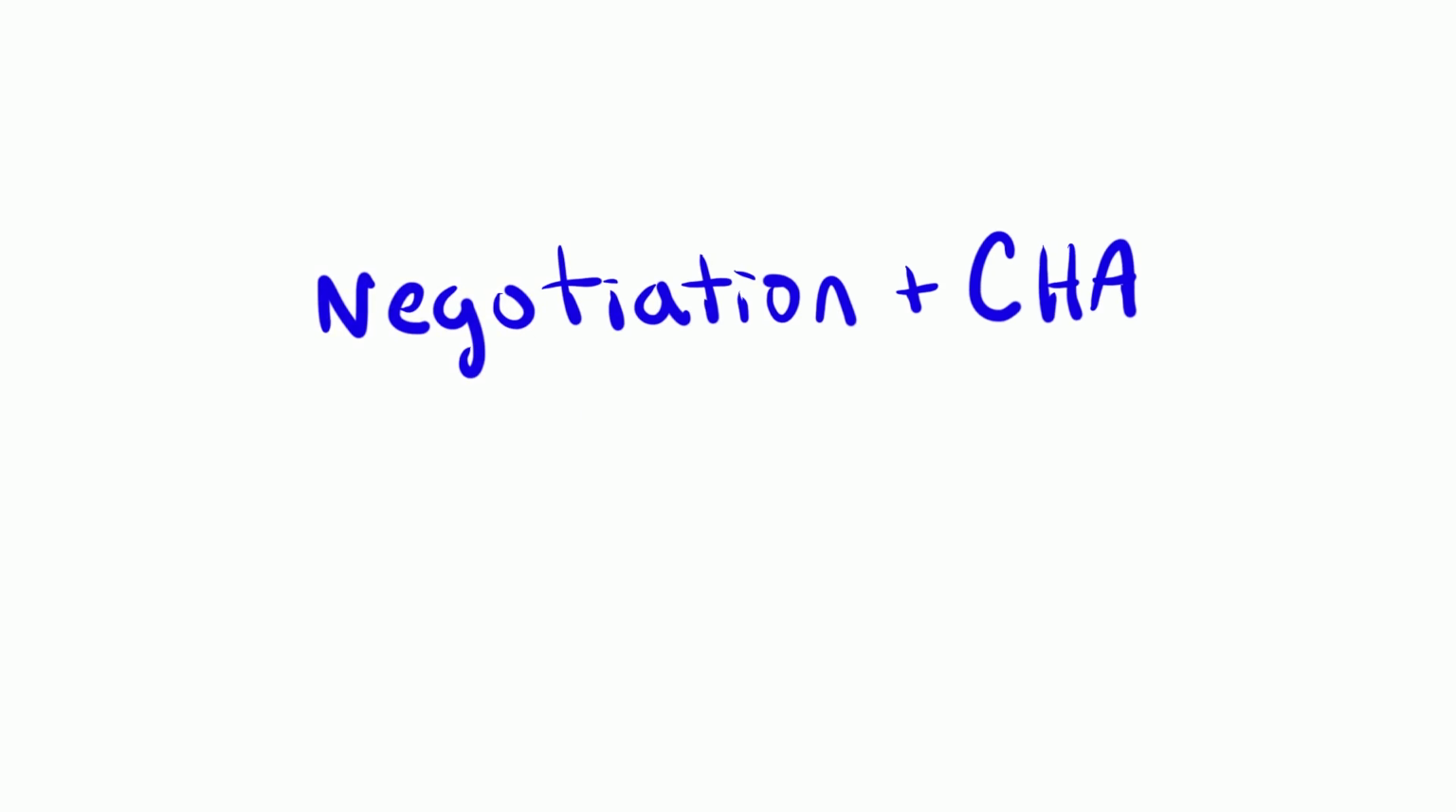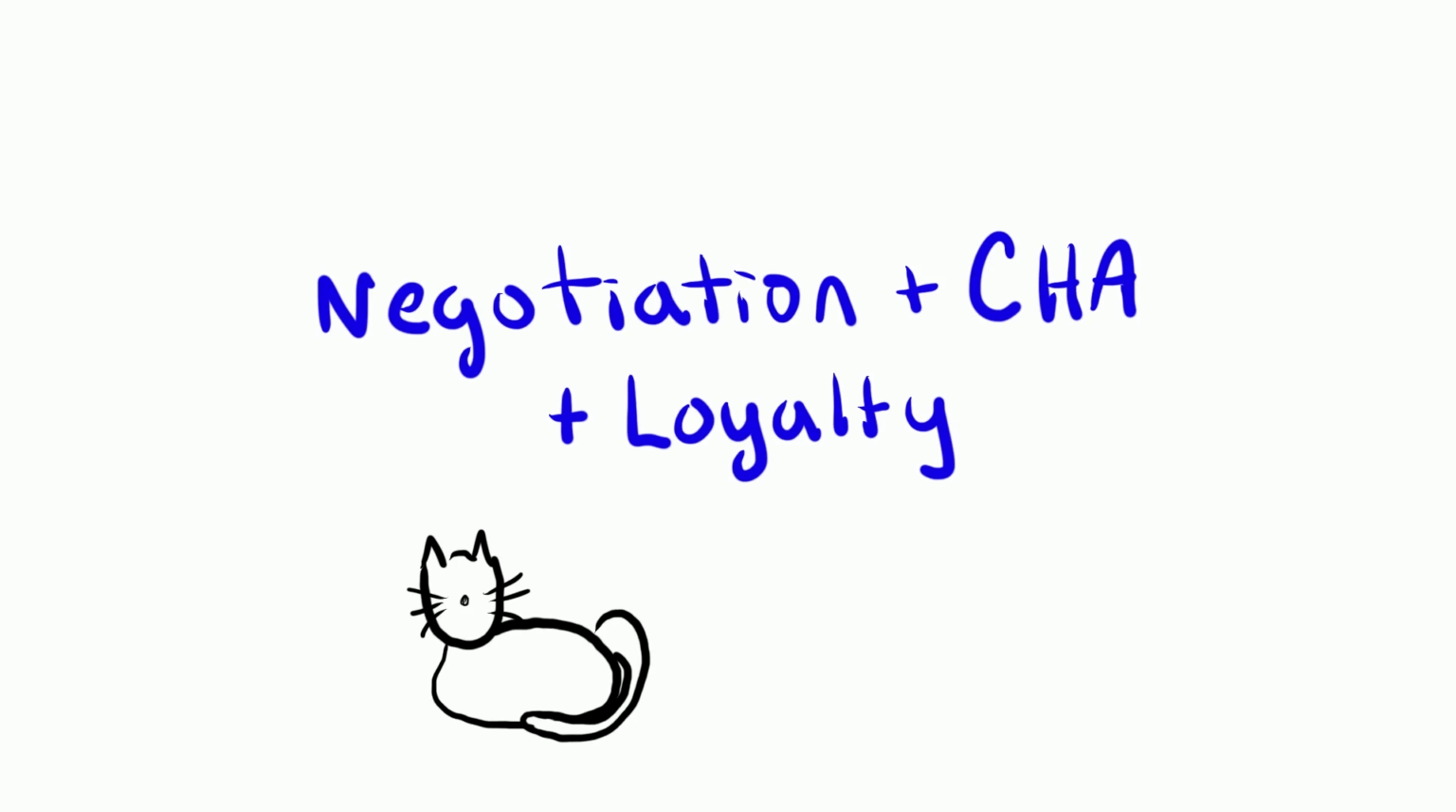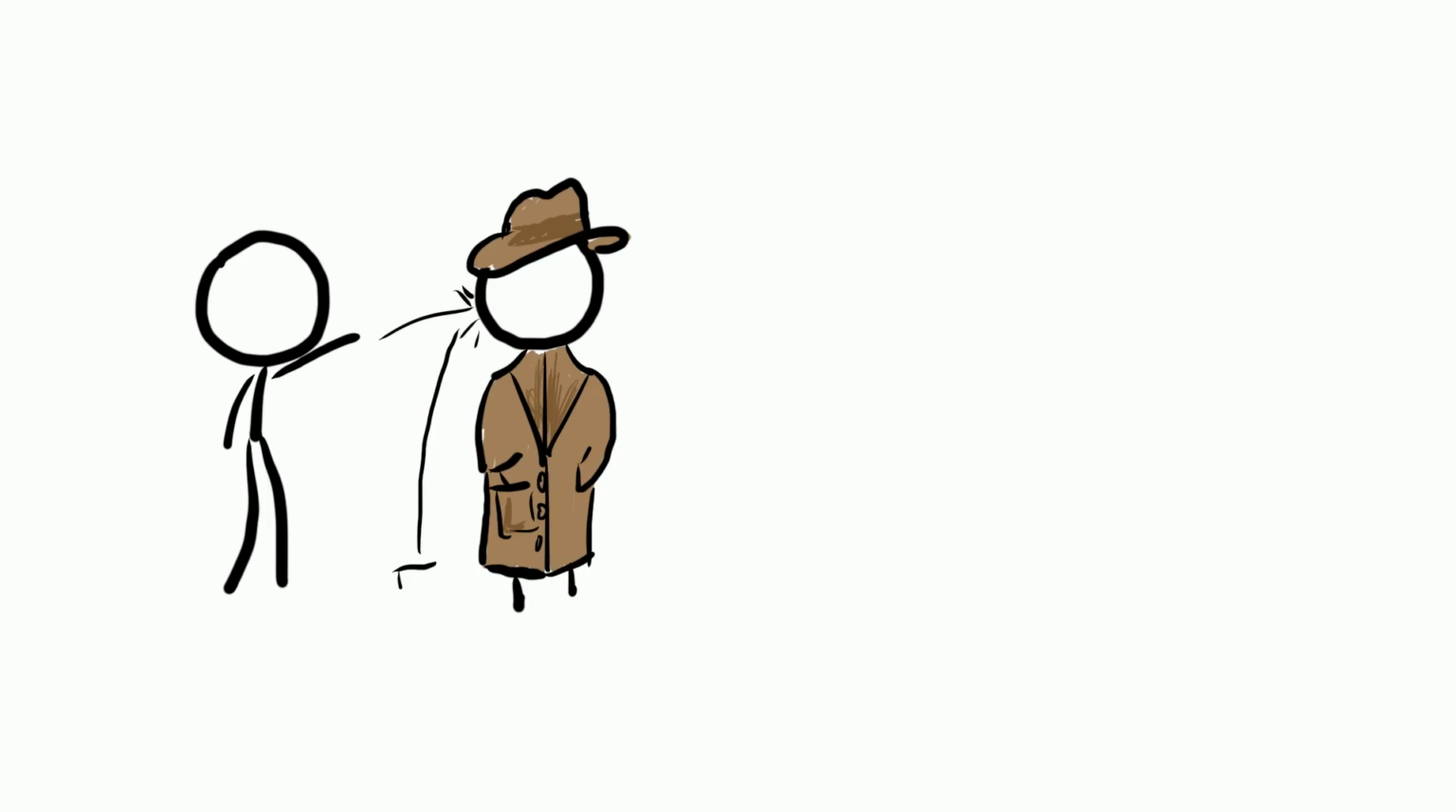To do that convincing, you're going to want to roll your negotiation plus charisma. Your loyalty rating will act as a positive dice pool modifier on this test, and your street cred increases your social limit. Now, if you want to sweeten the deal, you can always throw money at it.